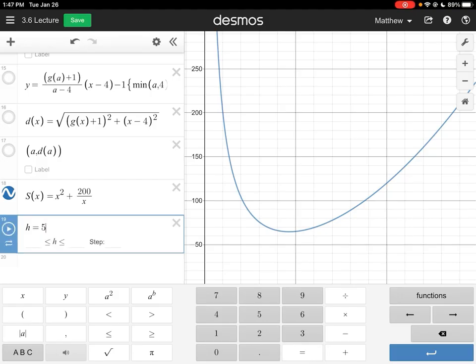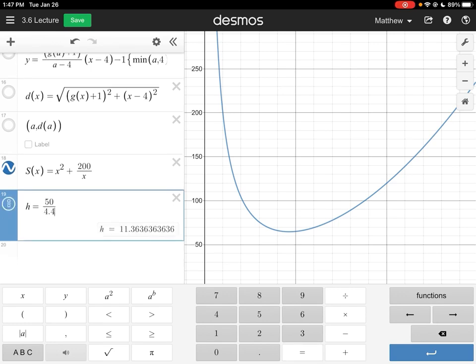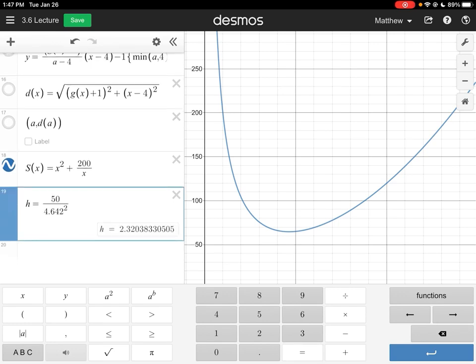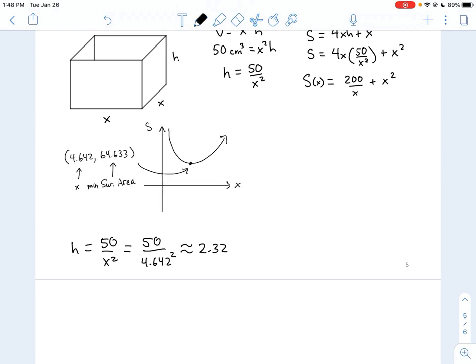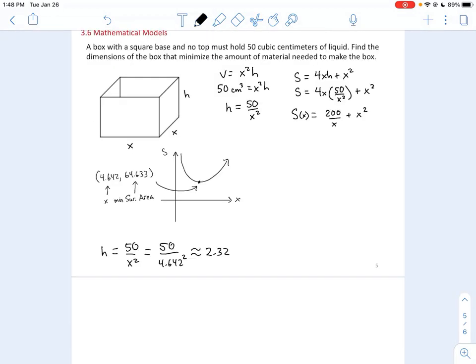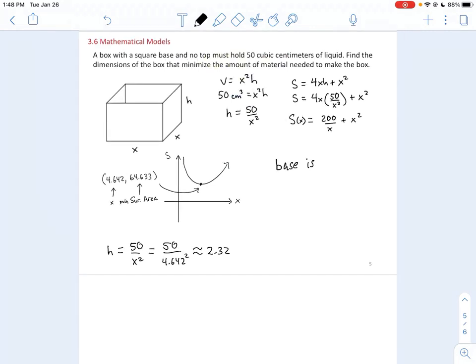H is equal to 50 divided by 4.642 squared. And there's the corresponding h, 2.320 approximately. Okay, so let me shrink this down a little bit, put it right there, and then write my answer over here. So the amount of material needed to make the box was essentially its surface area. So we minimized the surface area, and the dimensions are, the base is 4.642 units by 4.642 units. The height of the box is 2.32 units.